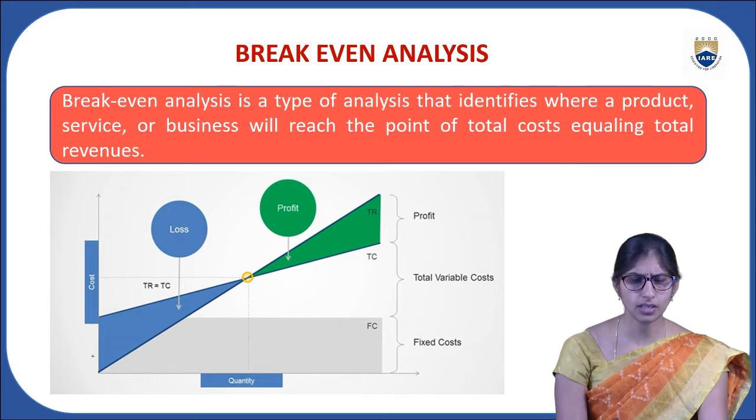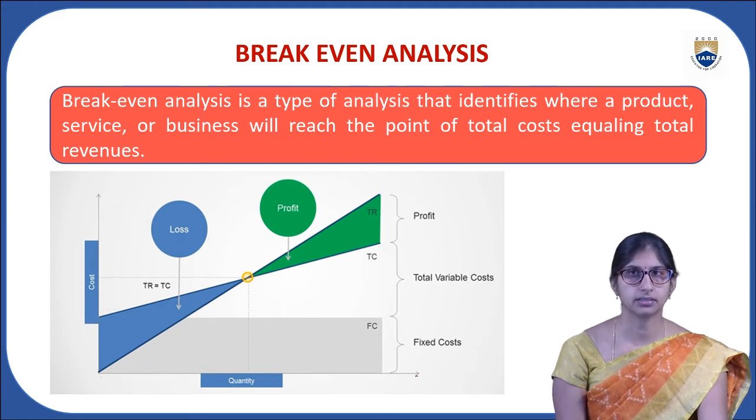So here we have to take the cost on the y-axis and quantity on the x-axis. So what is the total fixed cost? This is the total fixed cost. We can see this, right? And what is the total variable cost? This is the variable cost. From this particular point to this particular point, this region, we can consider to be variable cost. And this is the fixed cost.